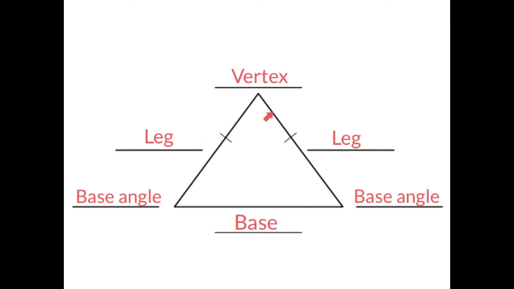Then we have the 2 legs. The legs are those sides that are the same length. The base is the side that is a different length. And then the 2 angles that are on the base are called base angles.